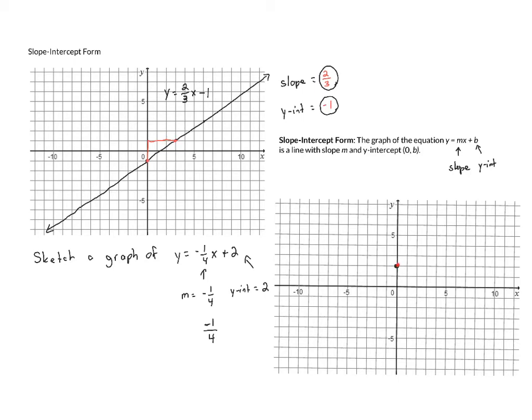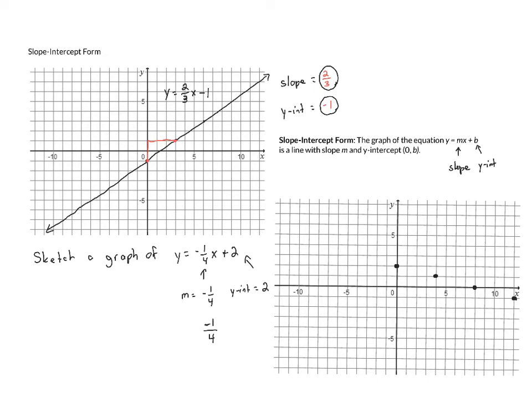So from our starting point, we're going to rise -1. That means we go down 1 to here. And then we're going to run 4, and we always run to the right. And that puts us there. And that's going to give us the next point on our line. And in fact, we can do it again. If we're starting here, if we rise -1, that means we go down 1. We run 4, that means we go 4 to the right. That is going to be our next point. And we can even do it again, down 1 and to the right 4, and that gives us another point.